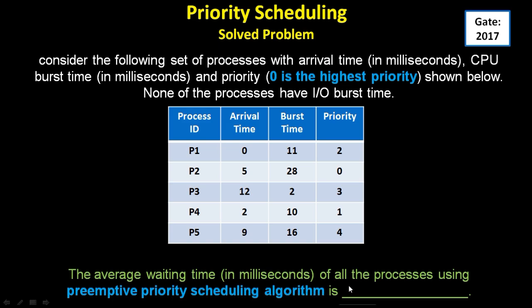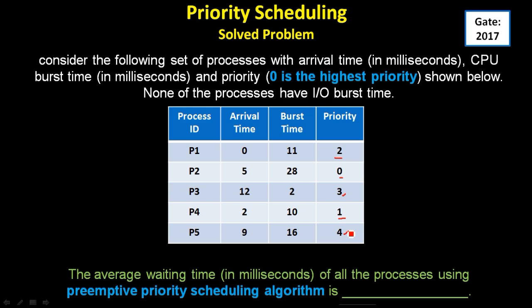Okay, so consider this table with 5 processes. Arrival time is mentioned, burst time is mentioned, and their priority is also mentioned. So 0 means the highest priority. Next is number 1, then 2, 3 and 4. In this fashion we can execute these processes.